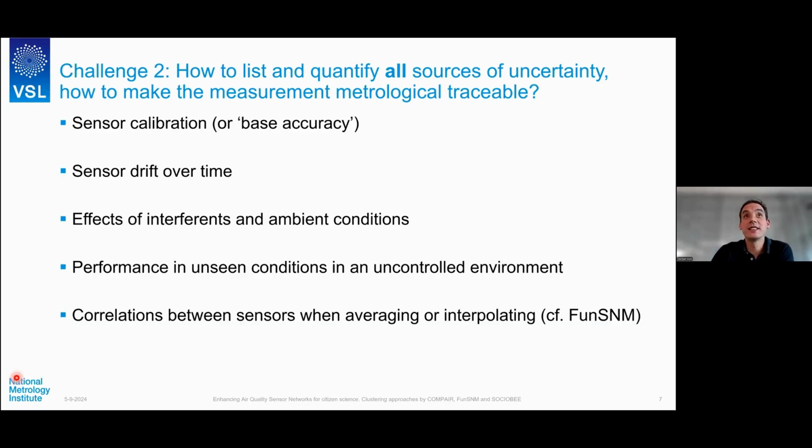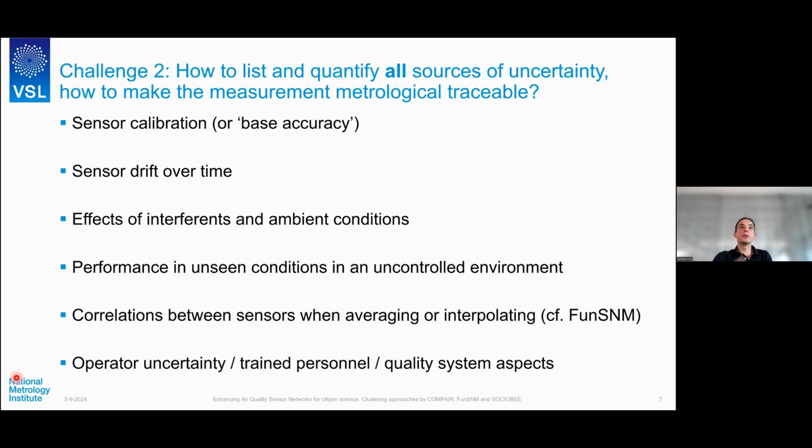When you average sensors, it's not just averaging uncertainties by the square root of n, if that's the number of data points, but there can also be correlations between these uncertainties. So you have to properly take that into account. And it's similar when you're interpolating between two sensors. Also in the FUNsnm project, we did a little bit of work on that, which I will present later.